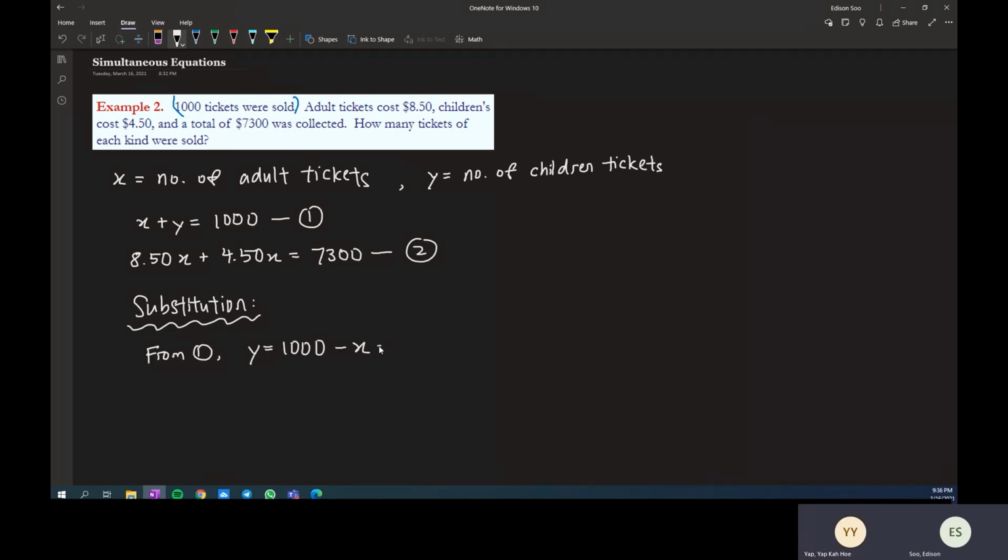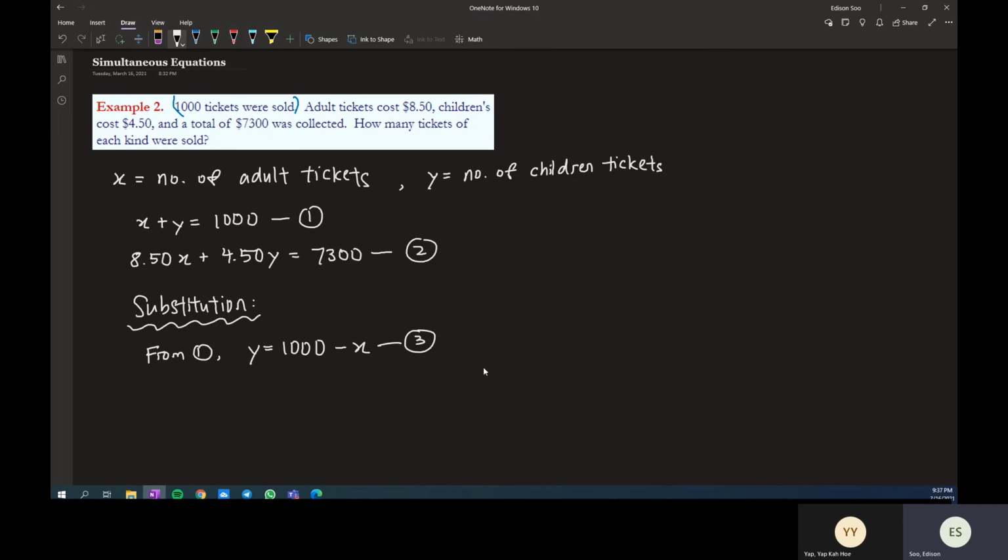Sorry, Edison. I think you wrote the 4.50 with x, not y. Oh yeah. Oops, that was a mistake. Thanks, Kaho. It's okay. No problem. So it's 4.5y, because we want the number of children tickets. Right. Okay. So where was I?